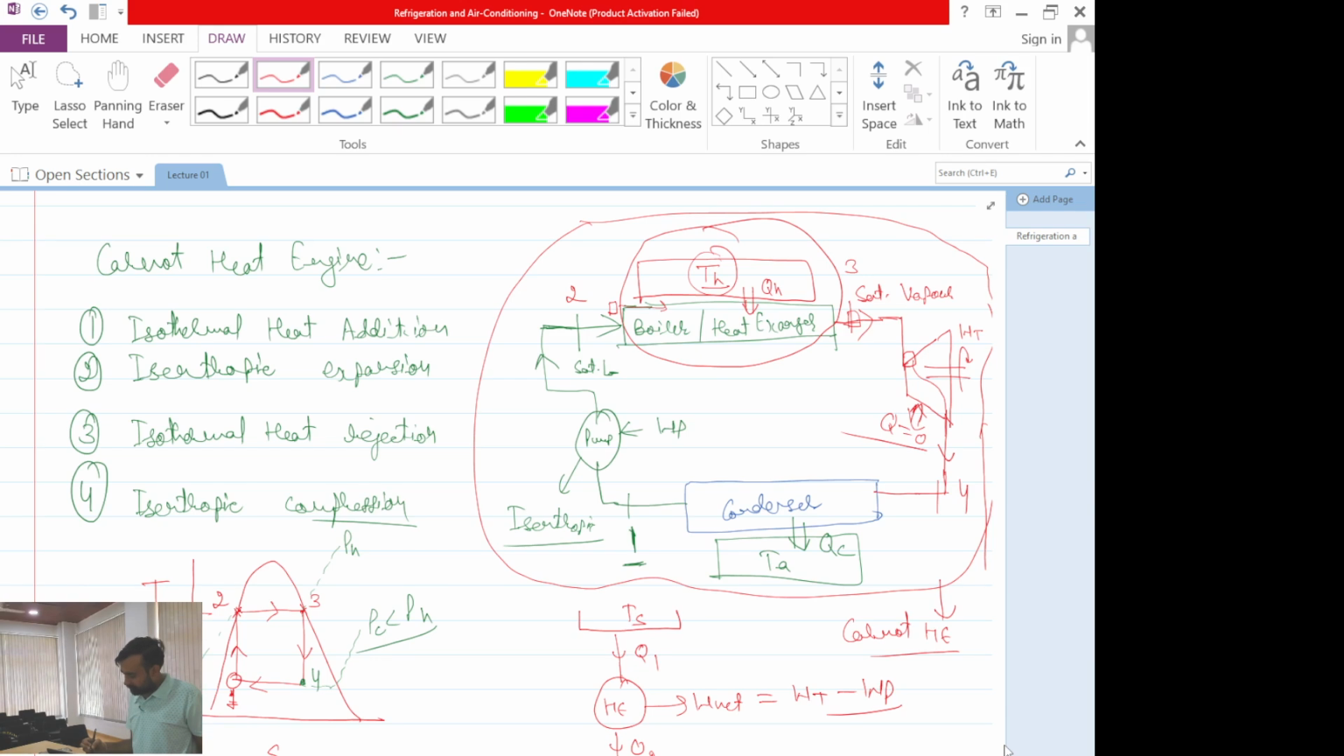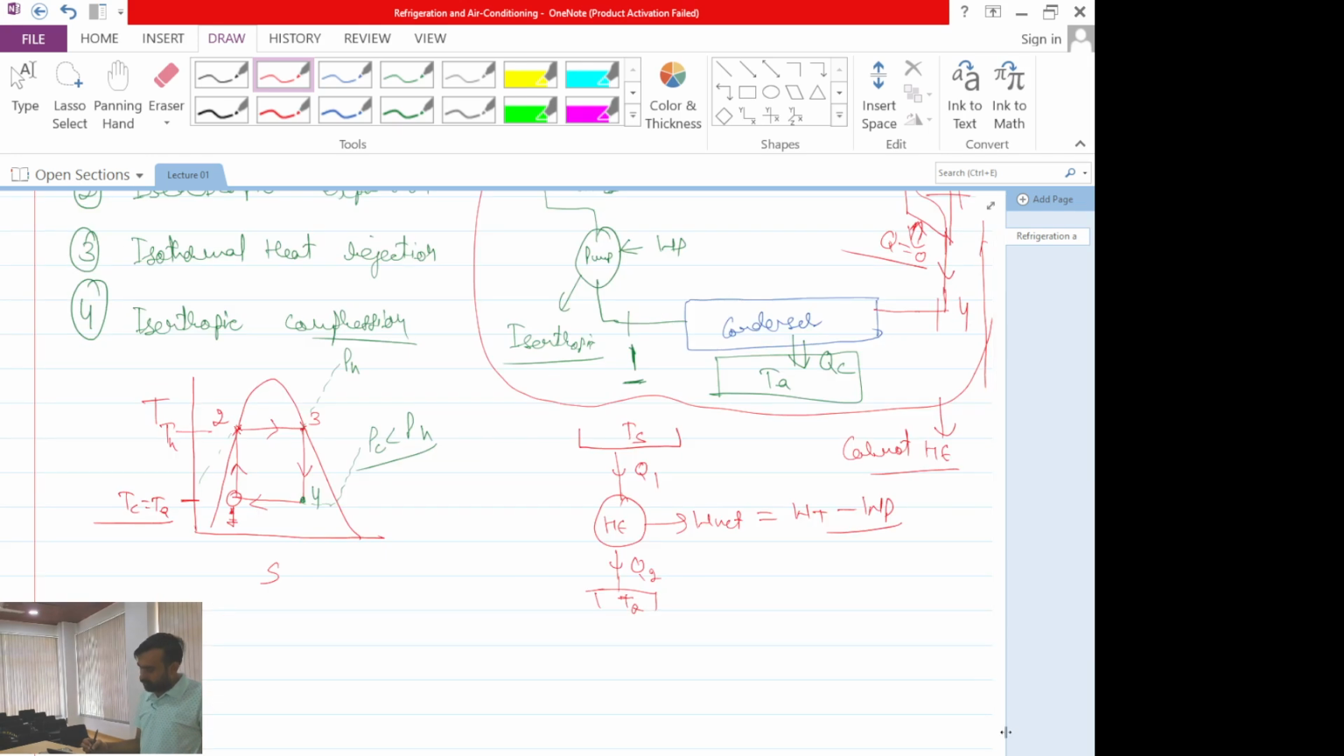Okay, this is not our point of discussion. Let me also now, before this, try to find out the efficiency of this. If I have to find out the efficiency of this Carnot heat engine, how much should it be?